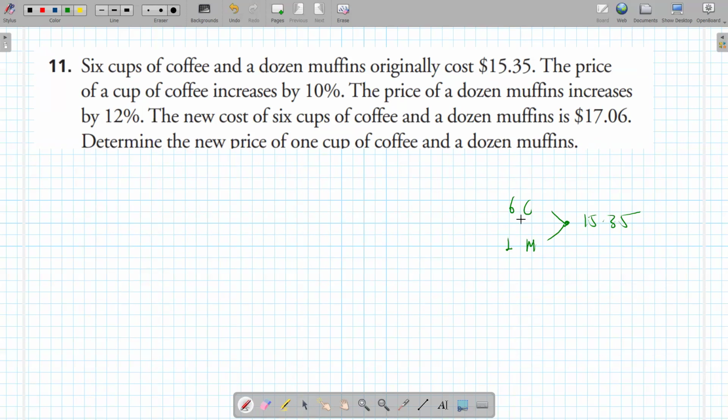The price of the coffee goes up by 10%. The price of muffins goes up by 12%. Now the new cost, 6 cups and 1 dozen, is $17.06. The question is, what's the new price of 1 cup of coffee and a dozen muffins? So we need to find what C is individually and what M is individually.